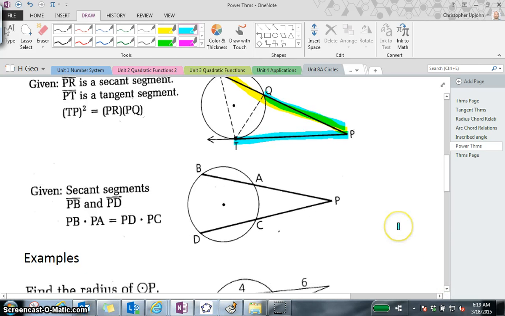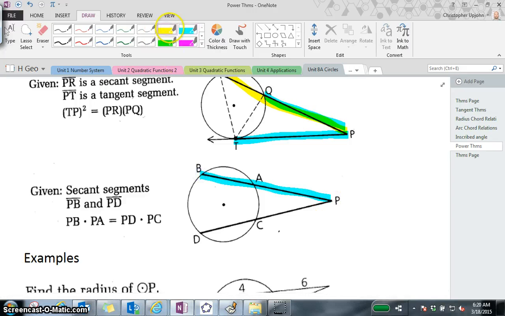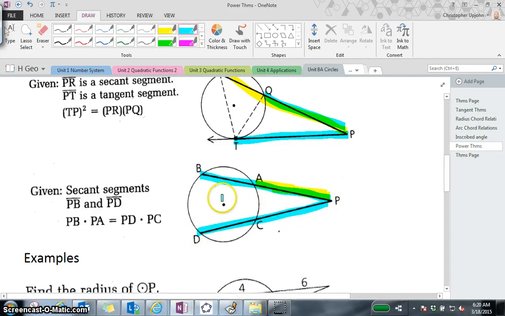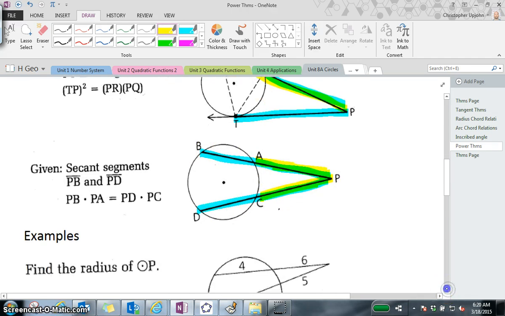Then the secant segment, same idea as what you just did, but you just do it twice. So again, it's the whole segment times the outside part equals the whole segment times the outside part. So you got to make sure you do the whole segment, PB and PD, times the outside part.